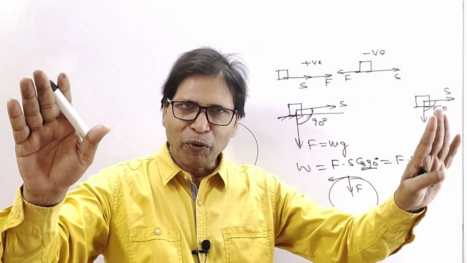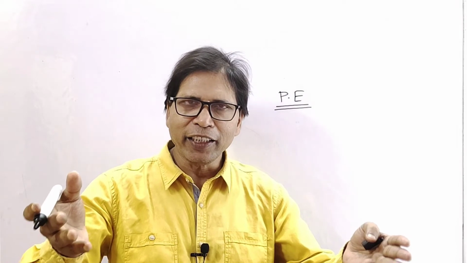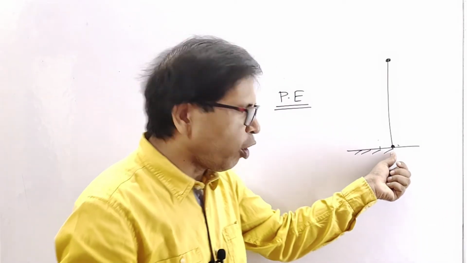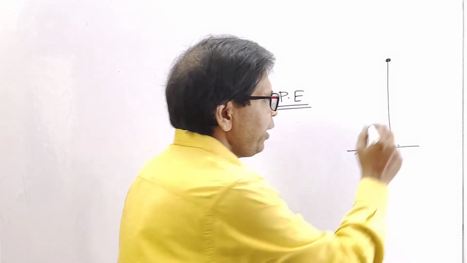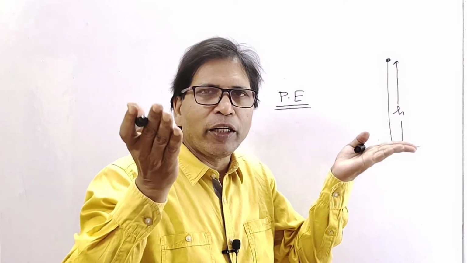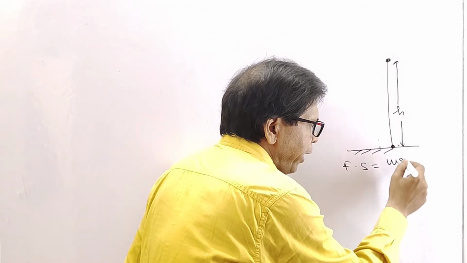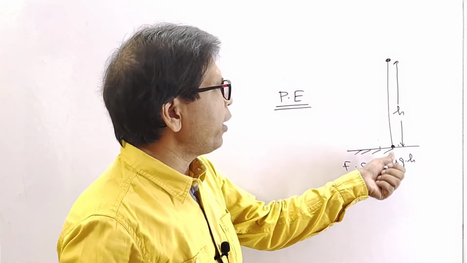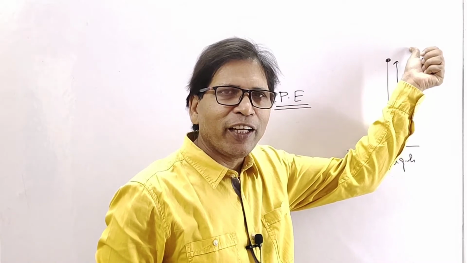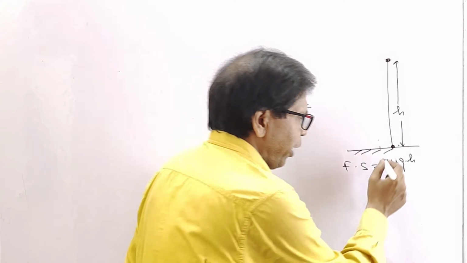Okay. Next, potential energy. The energy possessed by a body due to its position and shape is called potential energy. Now potential energy due to position. Suppose a body of mass m on the earth's surface is raised to a height h from it. So the work done in raising the body is F into S. F is the weight and S is the h. So this work done is the potential energy of the body. So the potential energy of a body of mass m at a height h is mgh.